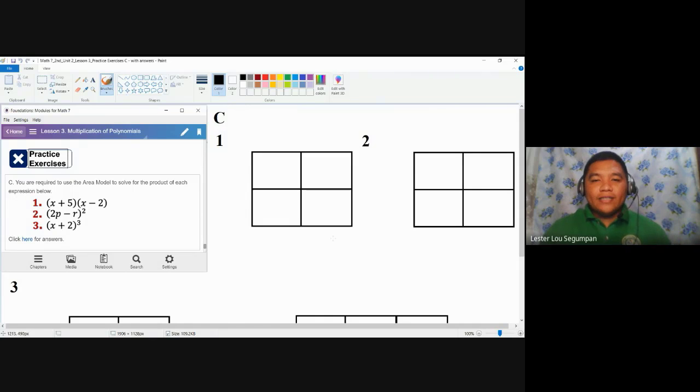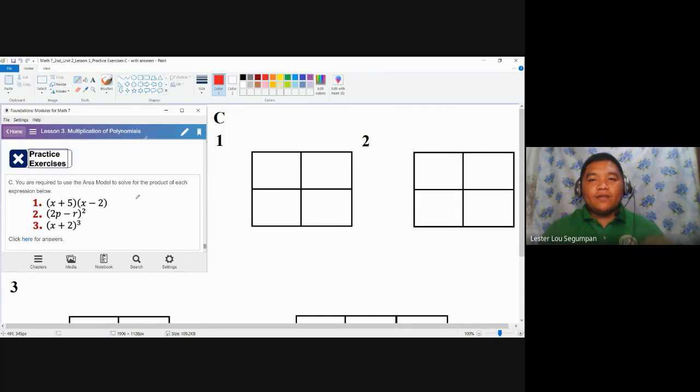So we have here grids. I already prepared these grids here. These grids will contain the product of each of the pairs of terms. And then we are going to combine the items found in this grid to come up with an answer. Let's talk about number one. Number one here is the product of x plus 5 and x minus 2.